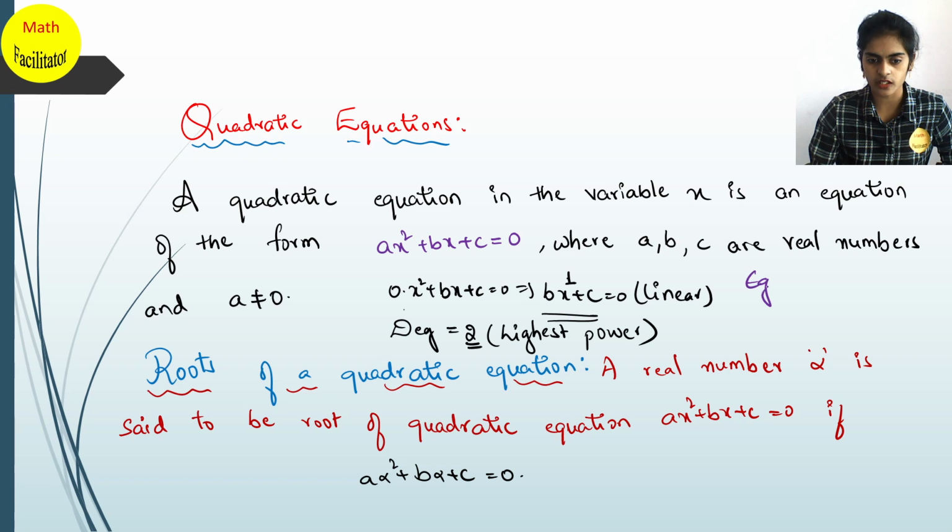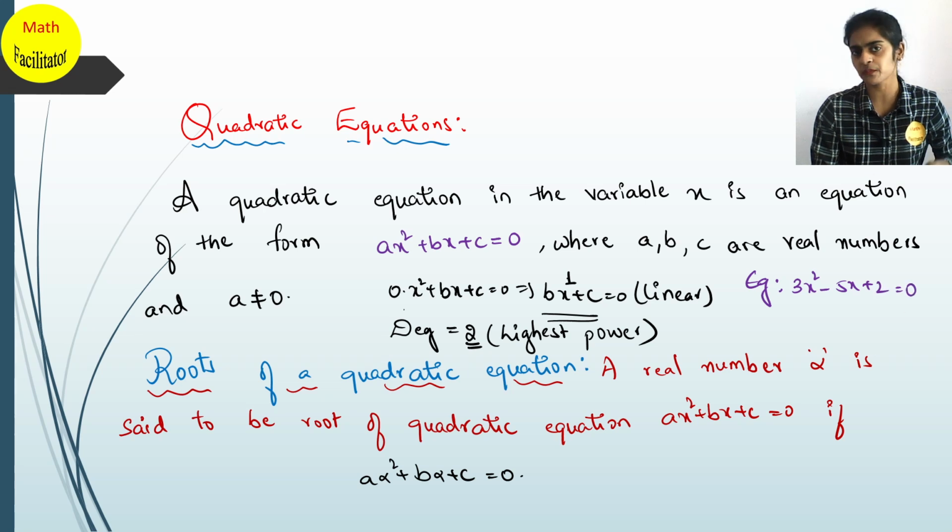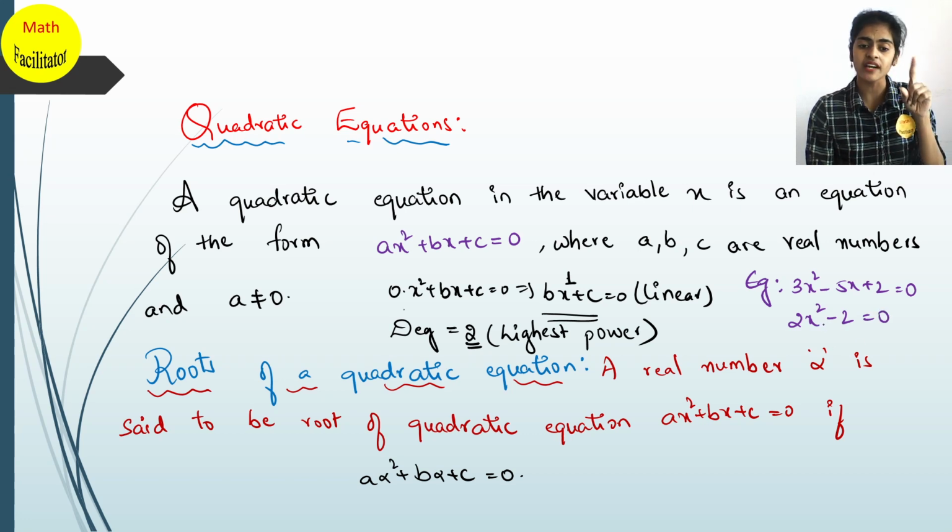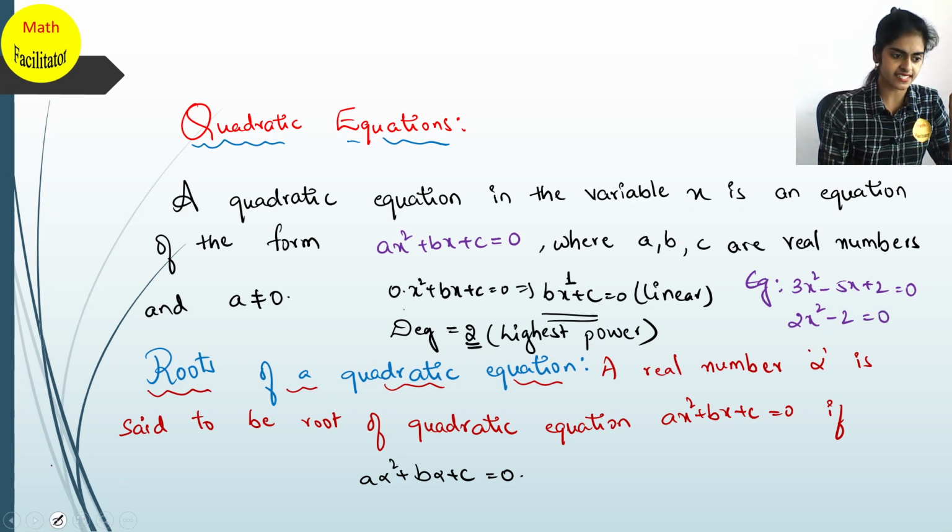So for example, quadratic equation, I can say it is like 3x square minus 5x plus 2 equals to 0. Okay, or I can say 2x square minus 2 equal to 0. So here you see, I don't have x term. Okay, I don't have x term. Just see here, I don't have an x term here, but still it is a quadratic equation because the degree is 2.